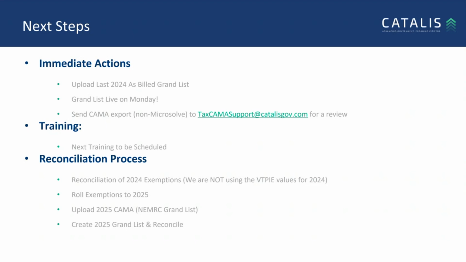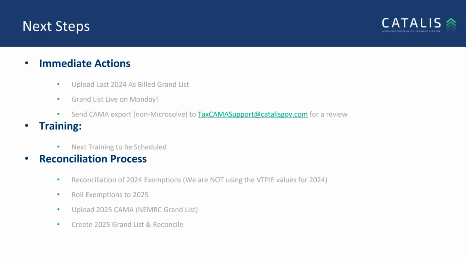If you haven't already, or you don't have somebody to manage your non-Microsoft CAMA, send along a CAMA export to tax CAMA support at Catalis.gov, and we'll do a quick review for you. In the interim, just keep using the NEMRC grand list export that you've been using. We've tested that a million times, works perfectly fine.